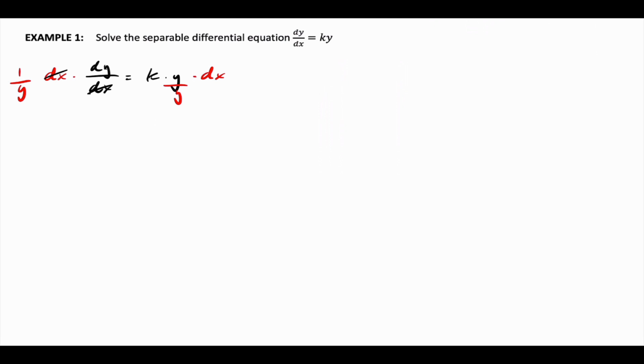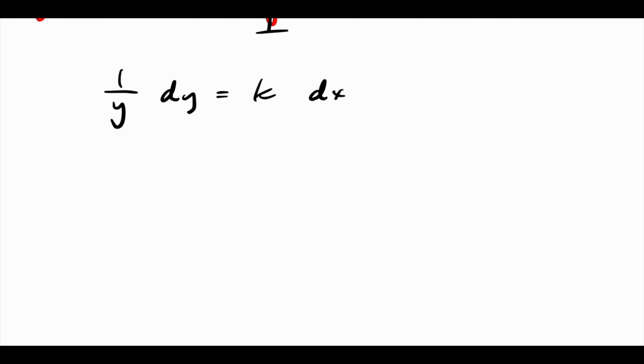So dx's cancel out, y's cancel out. I get 1 over y dy equals k dx. K stays on this side. Remember, k is a number, it's the constant, so I don't treat it like an x or a y. The y's are to the left, the x's to the right. That was step 1. What was step 2? Antiderivatives, right? We do antiderivatives of each side of the equals.